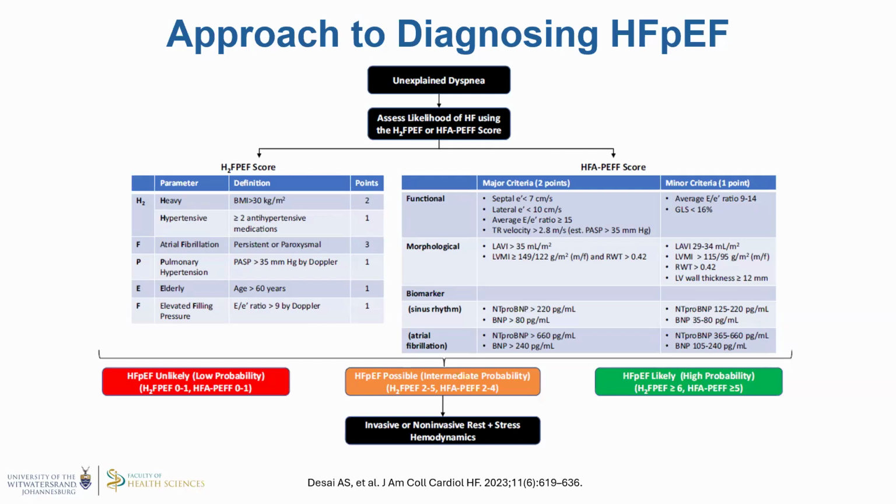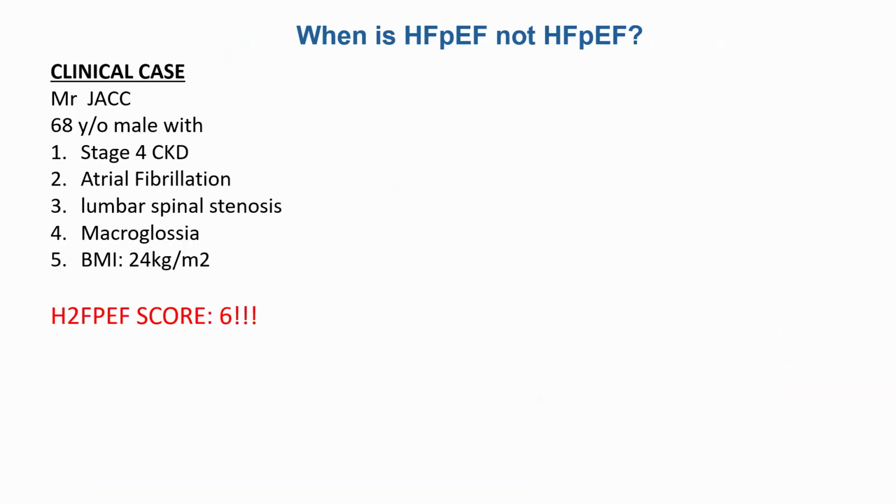So if you've got an H2FpEF score of at least 6, that's a very high probability, at least 90%, that you have heart failure with preserved ejection fraction. And if you've got an H2FpEF score between 0 and 1, it's unlikely. The patients that you would want to refer for invasive hemodynamic testing are patients with intermediate scores between 2 and 5. So those above 6, you treat as heart failure with preserved ejection fraction straight up. So, when is HFpEF not HFpEF?